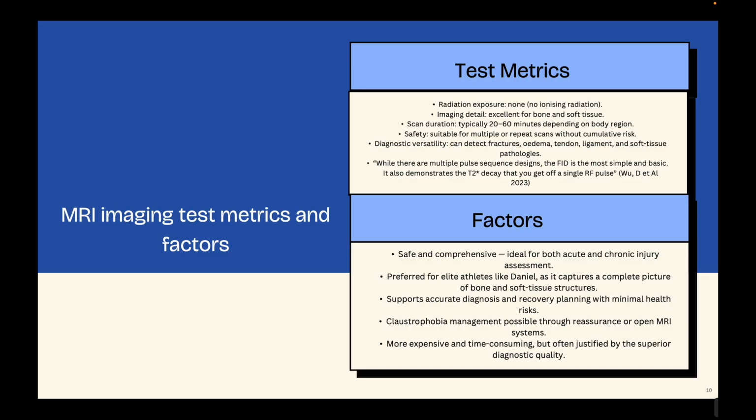MRI test metrics and factors. From a practical and patient-centered perspective, MRI imaging is an excellent option for Daniel, as it provides accurate, comprehensive information with minimal health risk, supporting the creation of a precise recovery and return to training plan. The only potential barrier for Daniel would be claustrophobia, though this can often be managed with reassurance or open MRI systems. For professional athletes, MRI is typically the first choice imaging modality due to its ability to assess both bone and soft tissue structures in a single detailed scan.